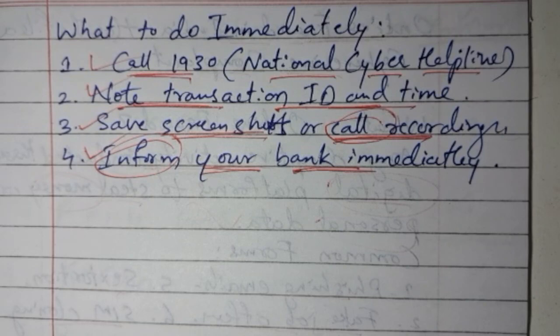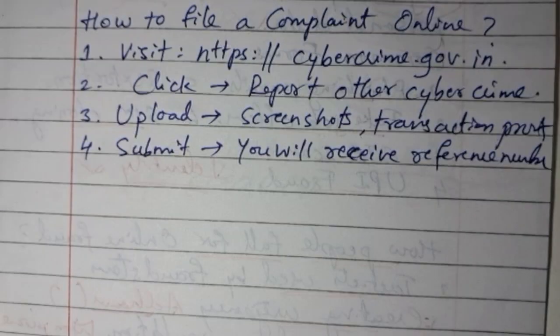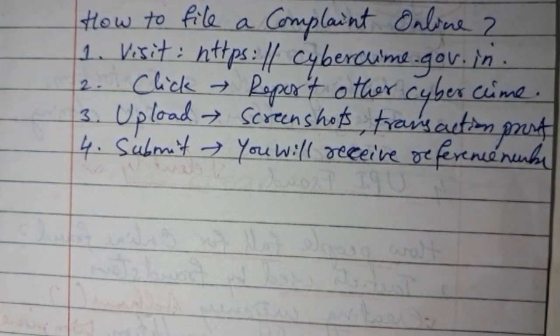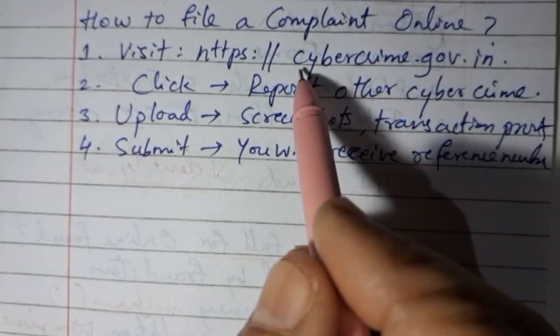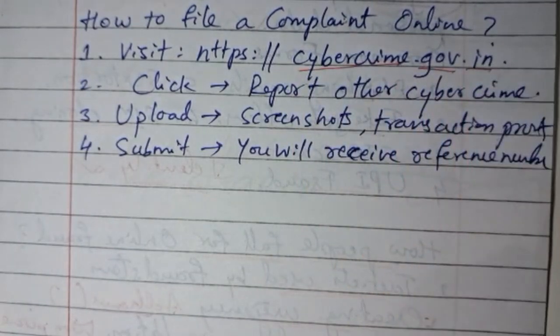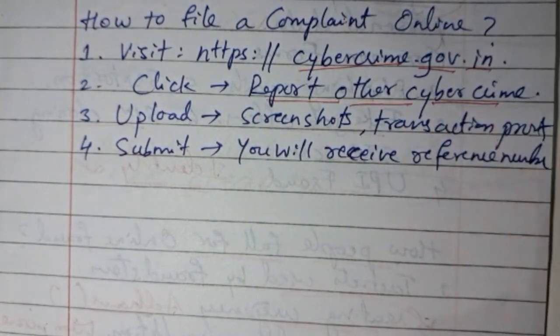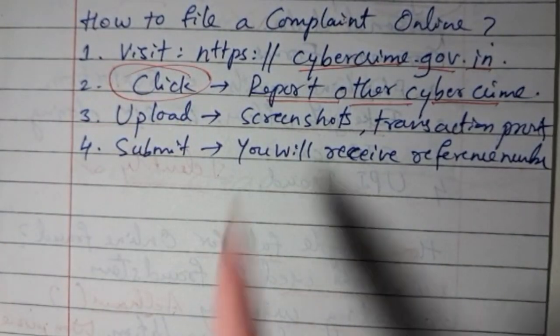Now we will see how to file a complaint online. To file a complaint online, you need to visit the online portal for cybercrime, that is the National Cybercrime Reporting Portal, cybercrime.gov.in. You need to log in here. This is the first thing you need to do, and then click on the option to report other cybercrime. The next thing you need to do is upload the screenshot.